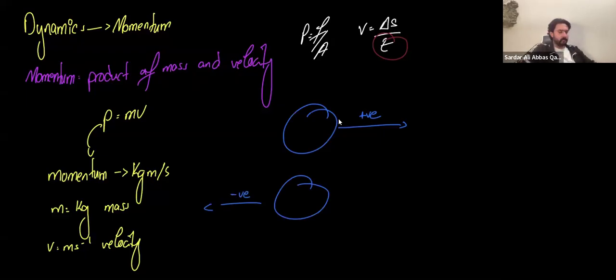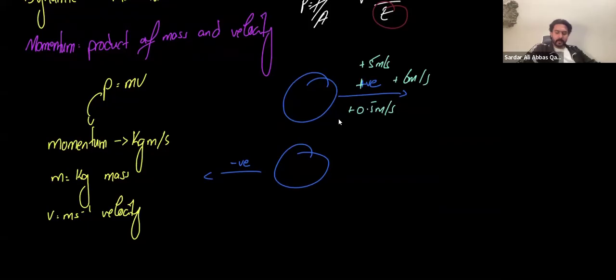A teacher can follow whatever they find fit. So towards the right, it's positive, and towards the left, it's going to be negative. So any velocity towards the right, if it's 5, is actually positive 5 meters per second, or positive 6 meters per second, or positive 0.5 meters per second. And towards the left, any velocity, let's suppose 5, 6, and again 0.5, they all will have a negative sign: negative, negative, negative, meters per second.